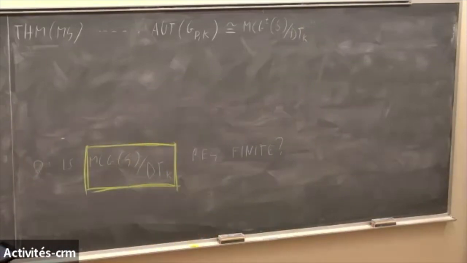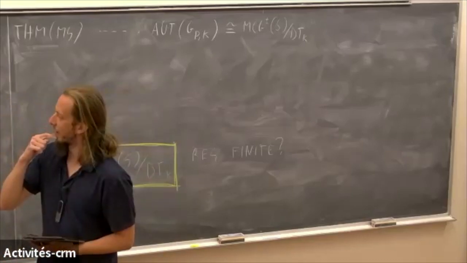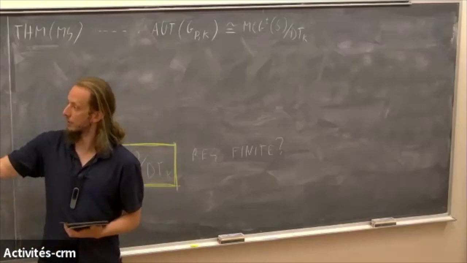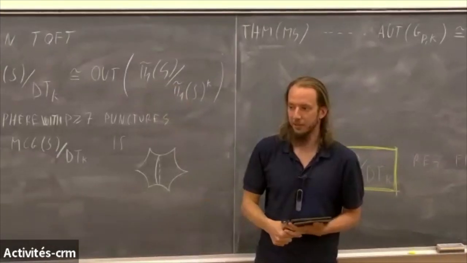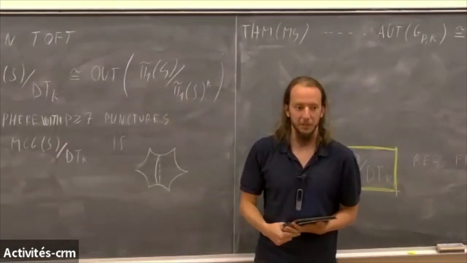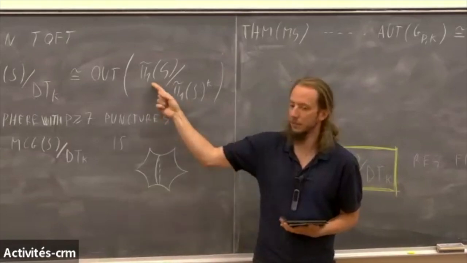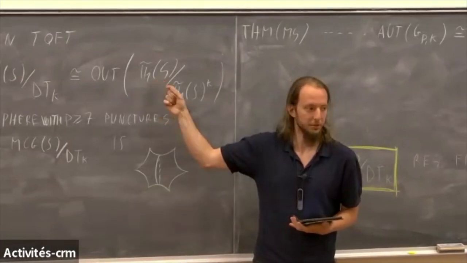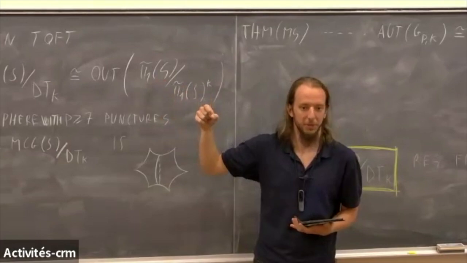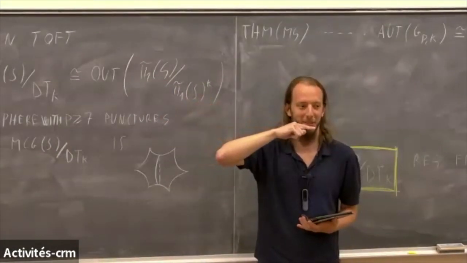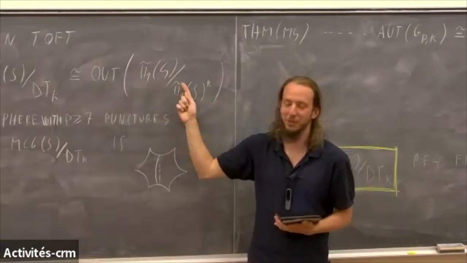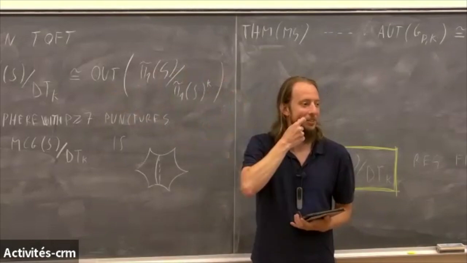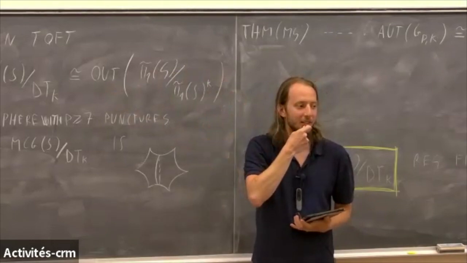I'm not sure. Wait, what? Why? So there should be, but maybe there is a version where it's not the whole outer automorphism group. You have to preserve the punctures or something. Well, Remy, I guess, might have some insight on that. Sure. Do you have an equivalent suspicion for punctured spheres?